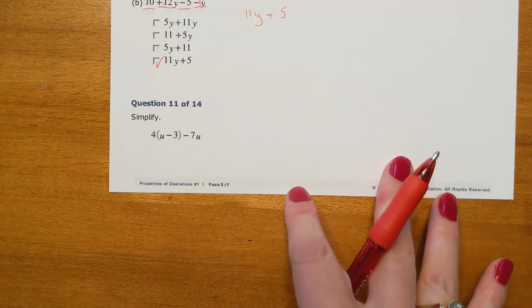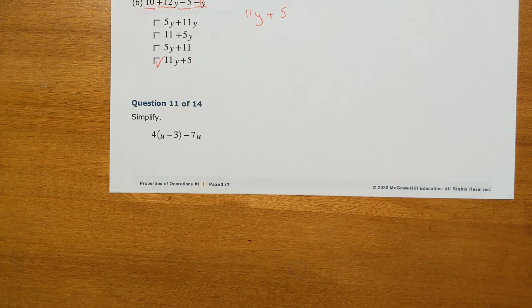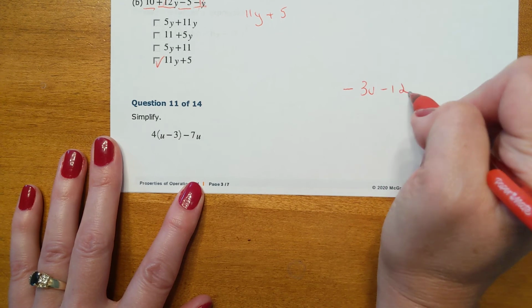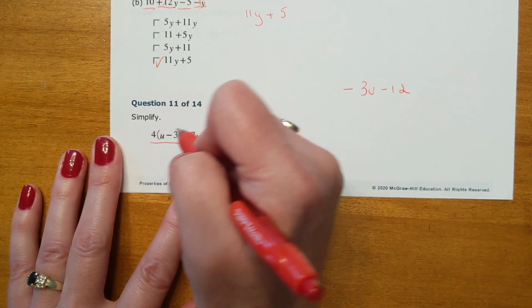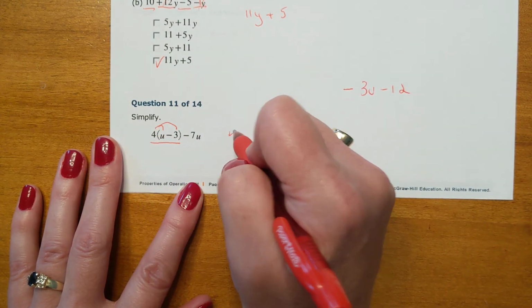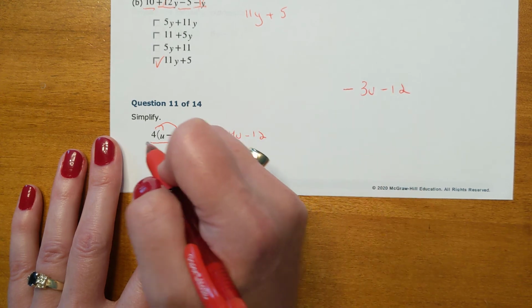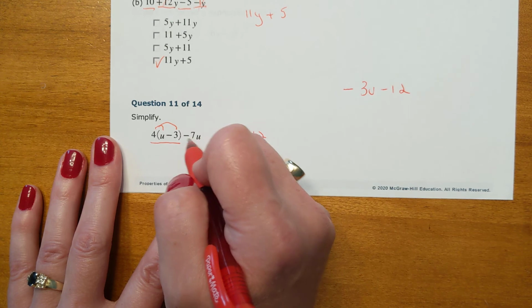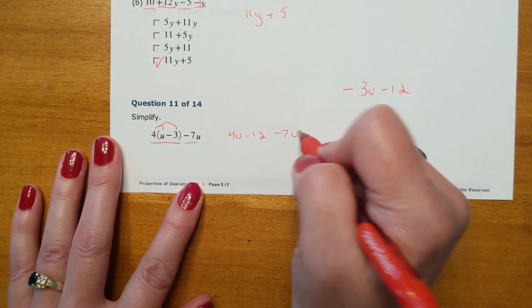Okay, number 11. They want us to simplify 4 times the quantity u minus 3 minus 7u. On number 11, you want to have the answer negative 3u minus 12. Distribute the 4 across it, so that gives you 4u minus 12. 4 times u is 4u. 4 times minus 3 is minus 12. And then you still got the minus 7u there.